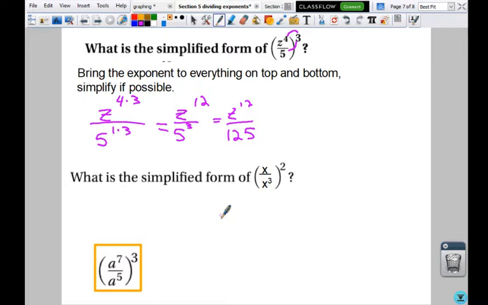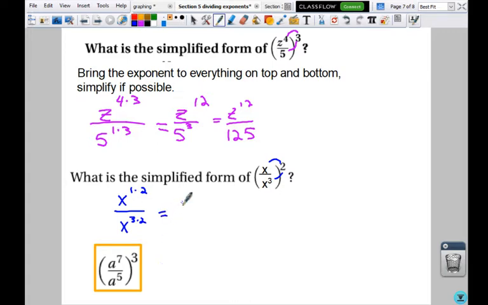Okay. Alright, one more example, then you guys will do one last in-class problem. So if I'm going to find the simplified form of x over x to the 3, and to the second power, I am going to kind of backwards distribute this 2 everywhere. So I'm going to have x to the 1 times 2 over x to the 3 times 2.